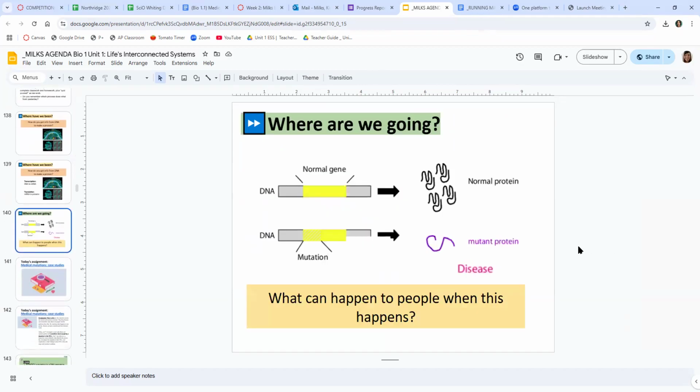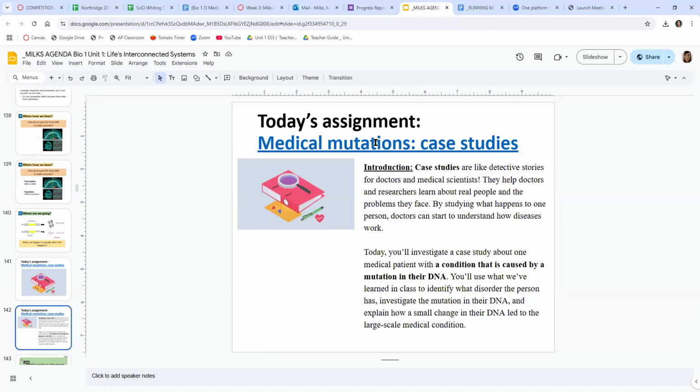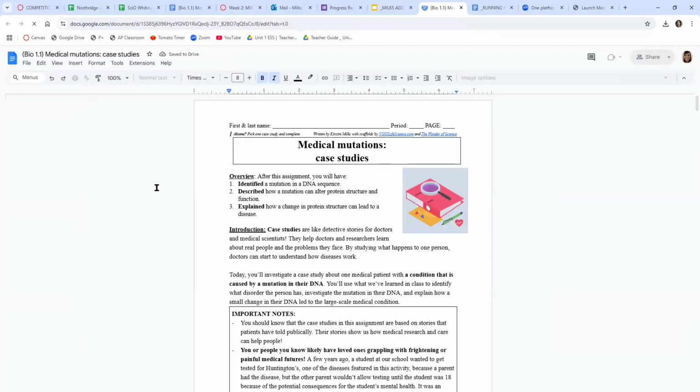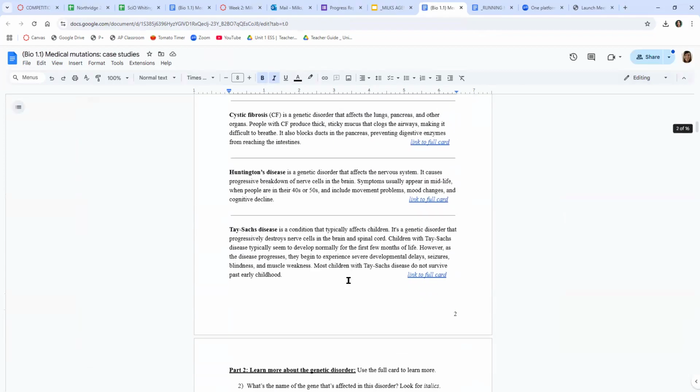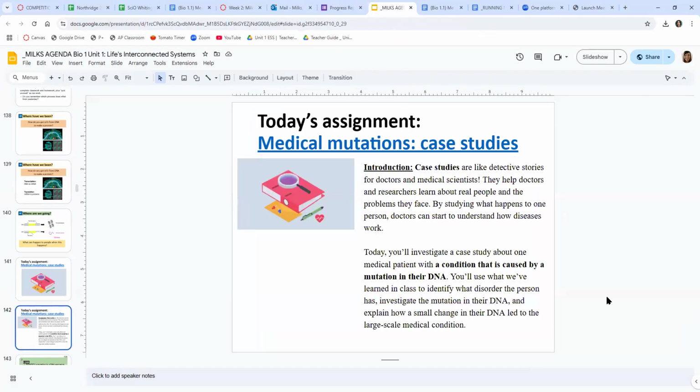So, all right, we talked about where we're going, right? We're going to learn about what happens to people when there are mutations that can cause changes in the shapes of proteins. And the way we're going to do that is an assignment that's about a case study. So this assignment is called Medical Mutations Case Study. If you go through and click on the link for today, you'll end up finding it. And I'm going to read some pieces from this on the slides just so you can see it really well.